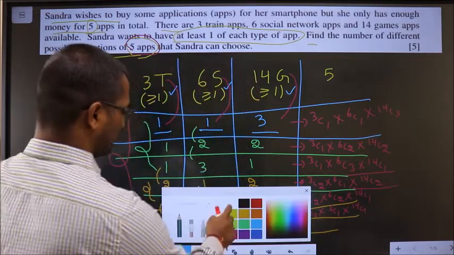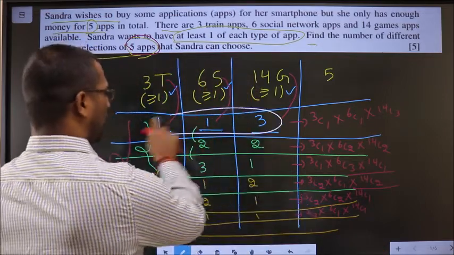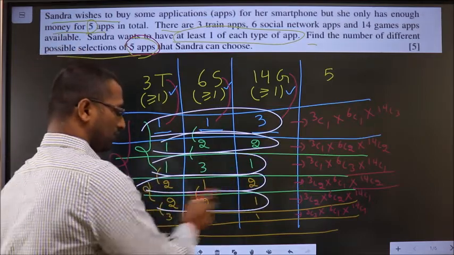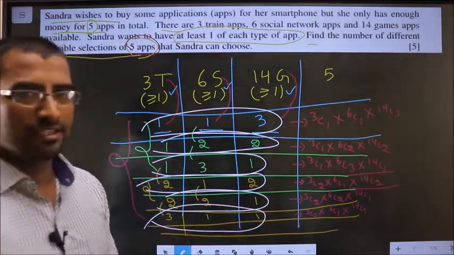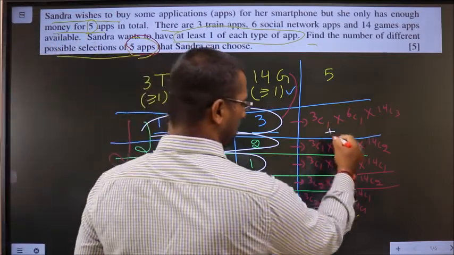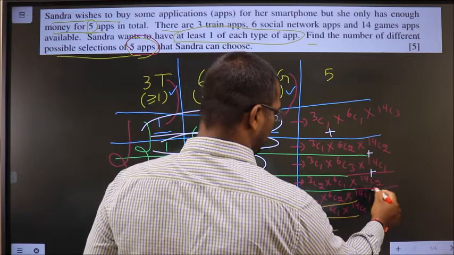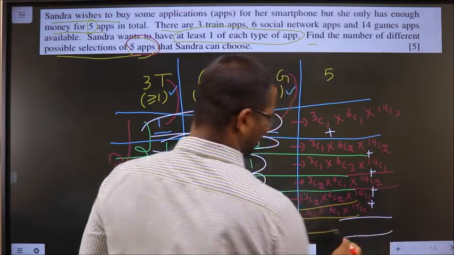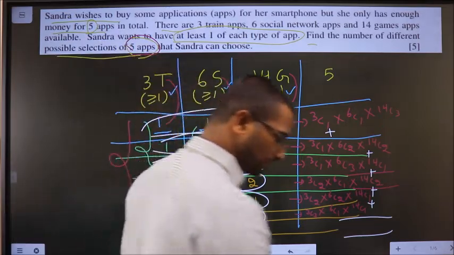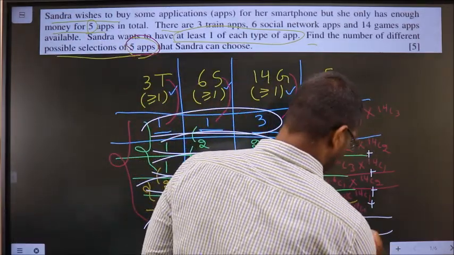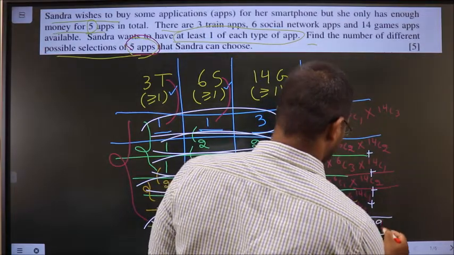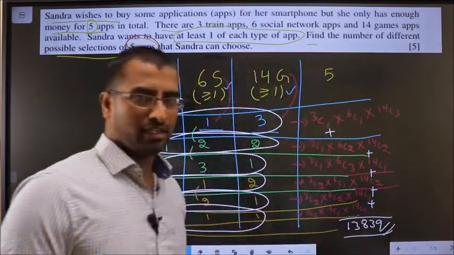Okay. Now, it is "or" between them. Whenever it is "or", you need to add. So, add all this to get the final answer. So, whenever you add, your final answer should be 13839. That is the answer that you should get.